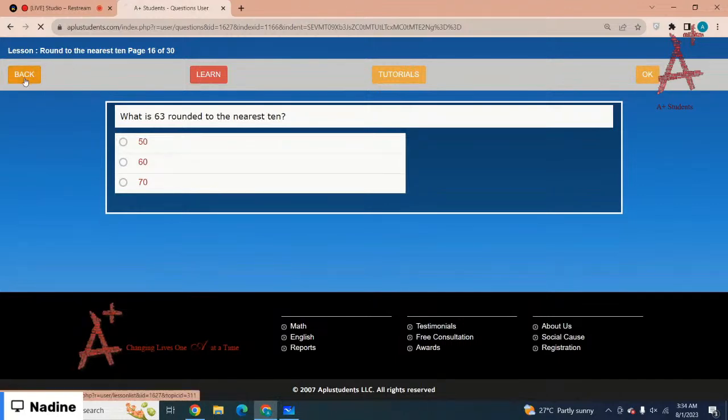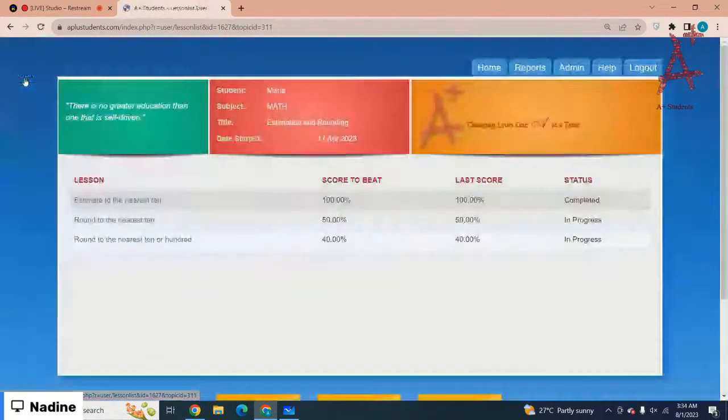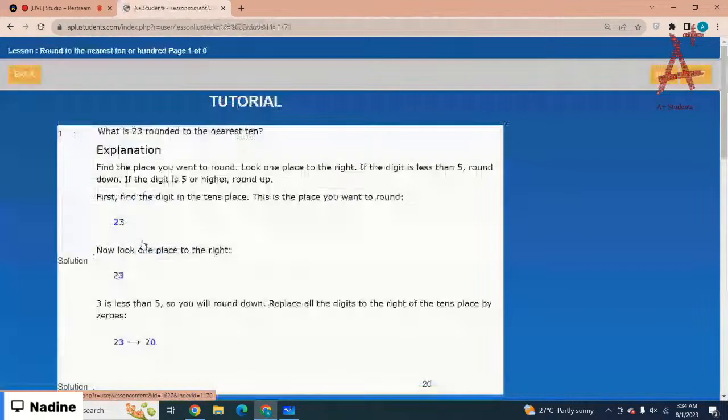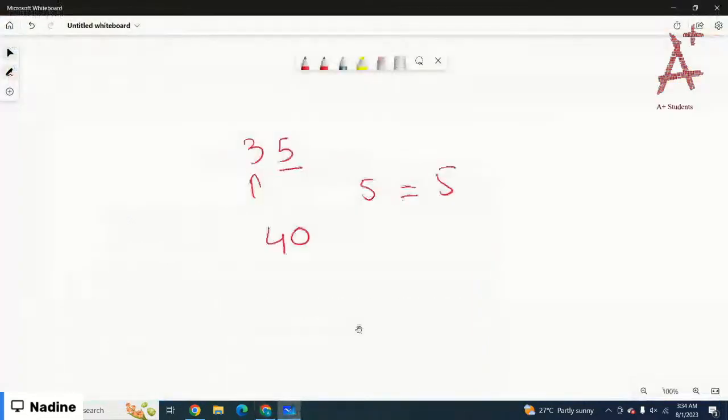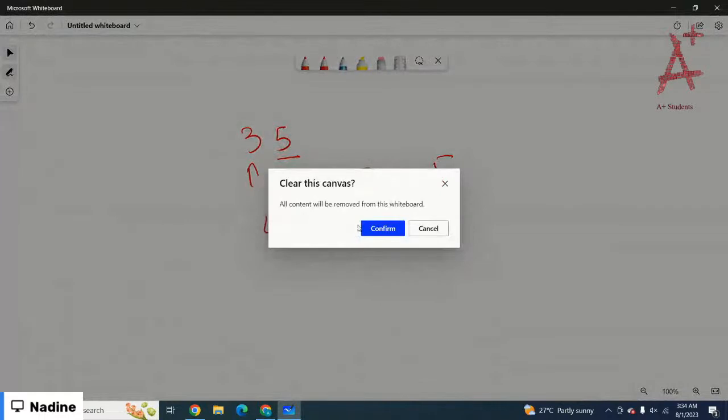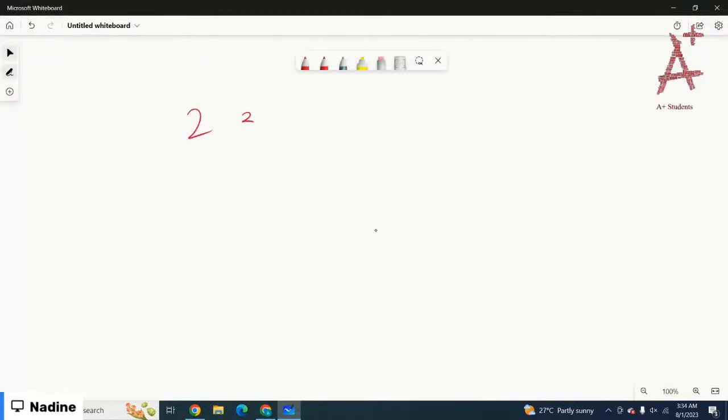Okay, the next one is round to the nearest 10 or 100. What is 23 rounded to the nearest 10? You have to round off 23 using the same method we just did. In 23, 2 is at the tens position. Right next to 2 is 3, and 3 is less than 5. That means you have to end up on the same 10, so it would be 20. The correct option is 20.